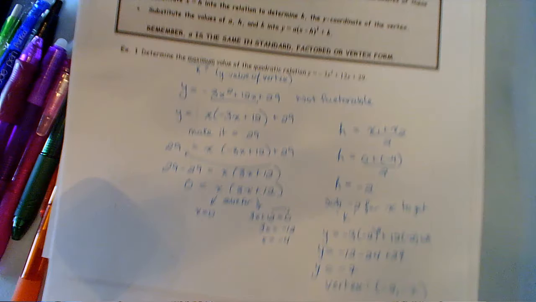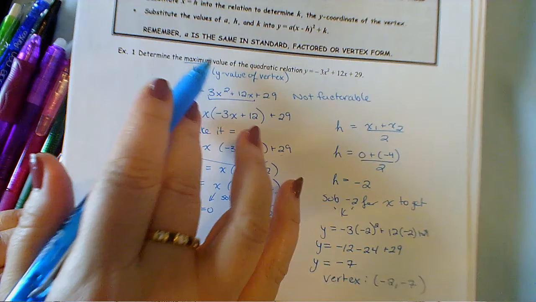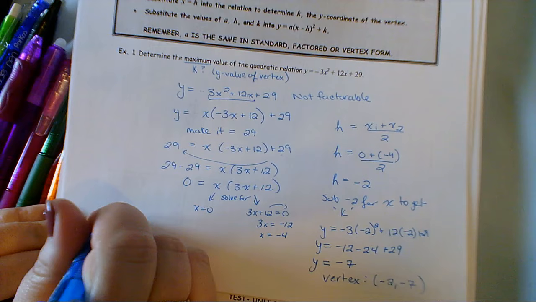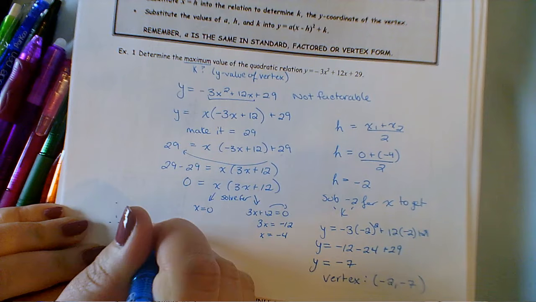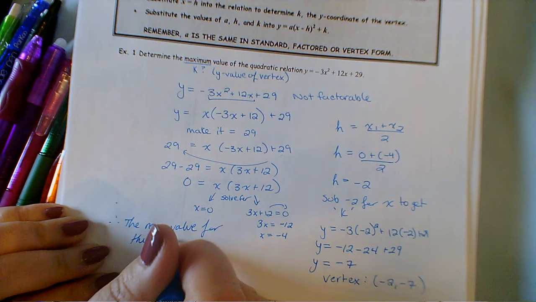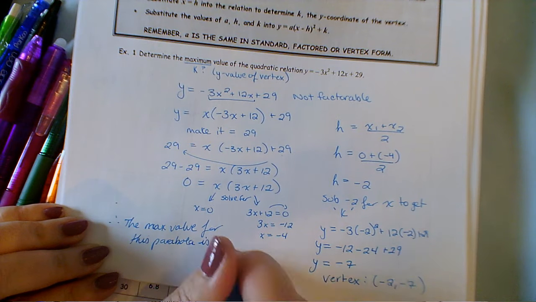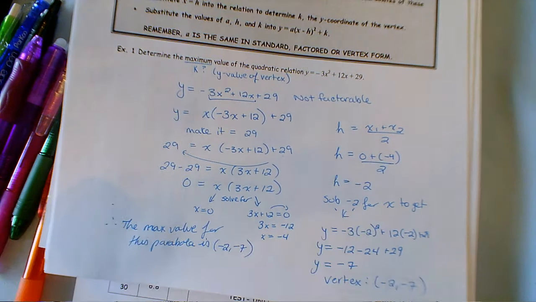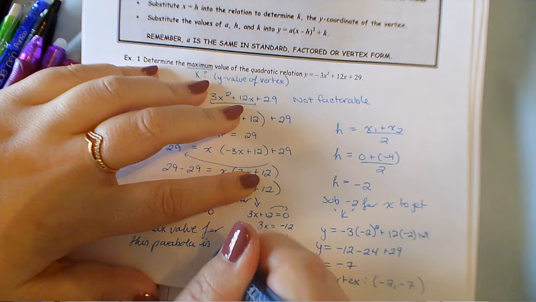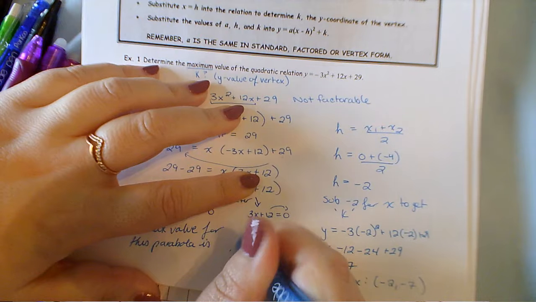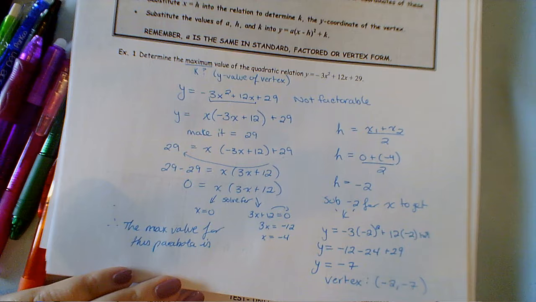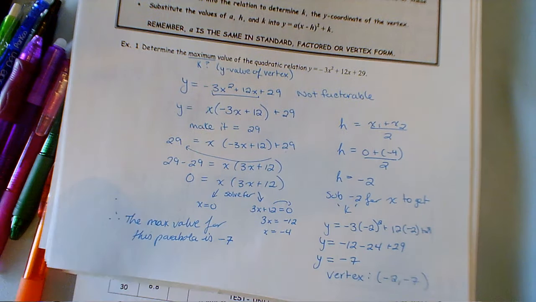So now I can answer the question. Determine the maximum value. Therefore, the max value for this parabola is negative 2, negative 7. Oh, I didn't answer the question there. I gave you the vertex. I should just give them minus 7 as the answer. I'm getting ahead of myself. There we go. It just wanted the maximum value, which is just the y value of the vertex.